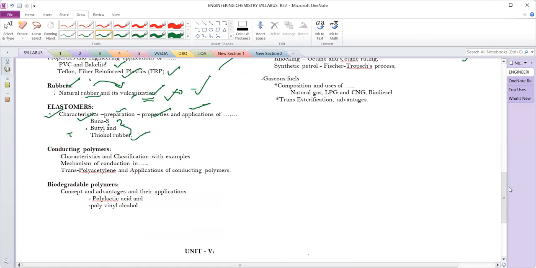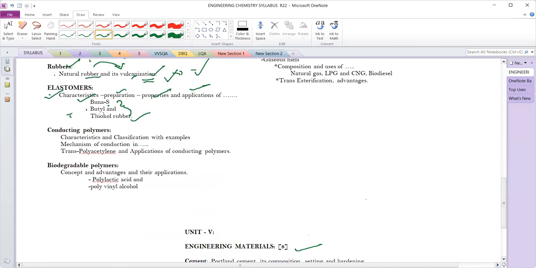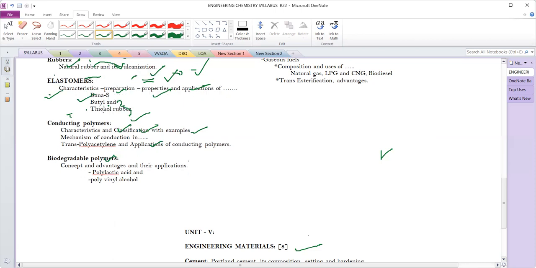So next, another topic in polymeric materials only. Let us see biodegradable polymers, and then conducting polymers. So see here, conducting polymers: their mechanism of conduction, characteristics, and classification with examples. Here you can see trans polyacetylene is there in conducting polymers. This is also a very important one. Next thing is conducting polymers applications as well.